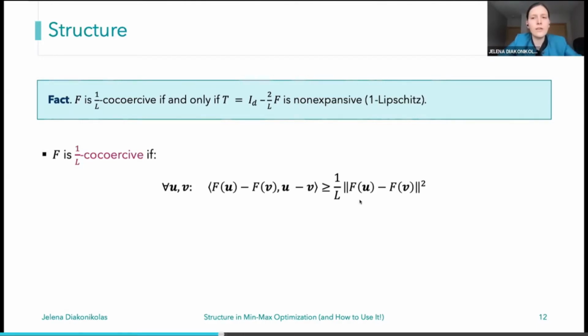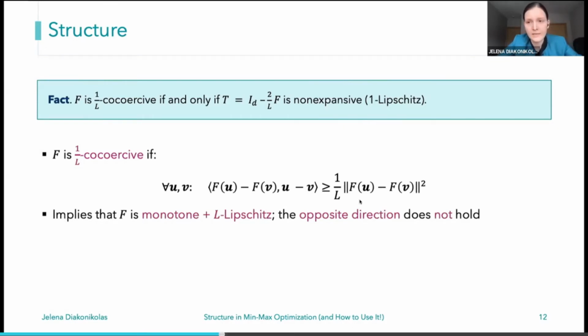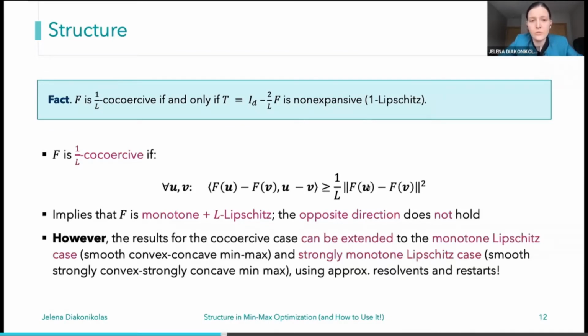Now, here I'm making a bit of a stronger assumption. So cocoercive implies that the operator is monotone and Lipschitz. The opposite direction does not hold in general. However, it turns out that it is sufficient for me to understand this case to be able to tackle also other standard classes of problems. But this fact, that I'm not even sure who to attribute it to, it's in textbooks, is kind of the core of everything that I'll talk about.